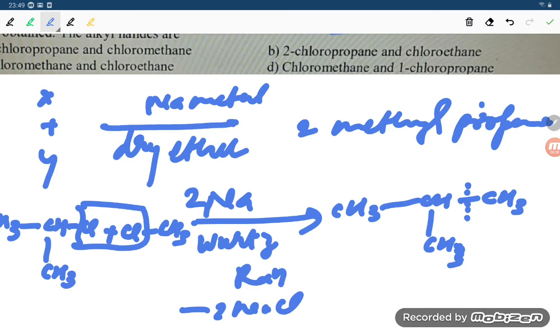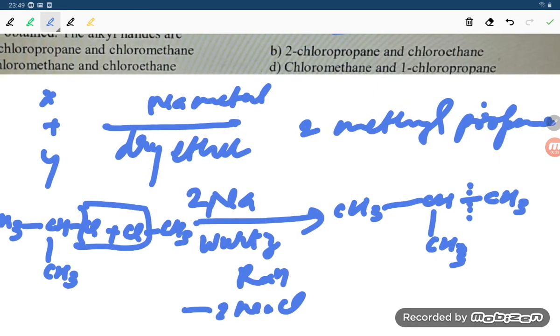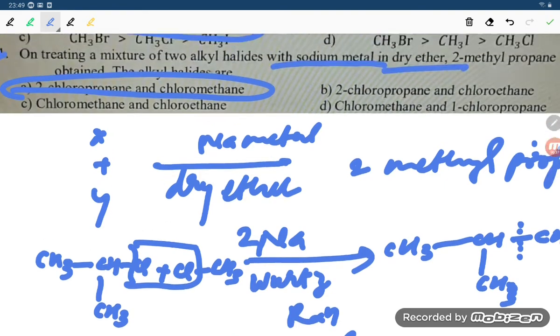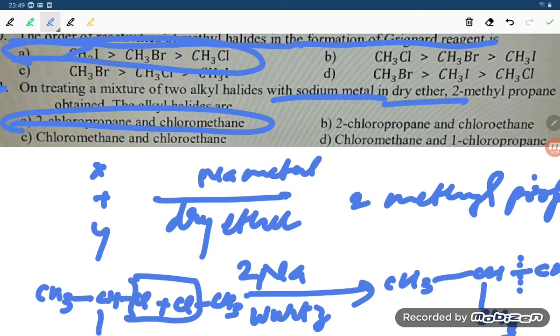So the correct option will be 2-chloropropane and chloromethane. Option number A is the correct option, student. You can check it out. Option number A is the correct option, student.